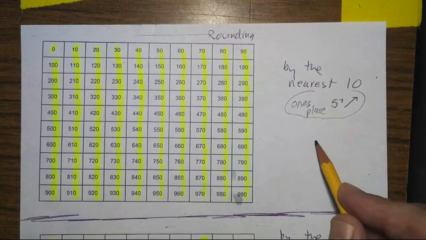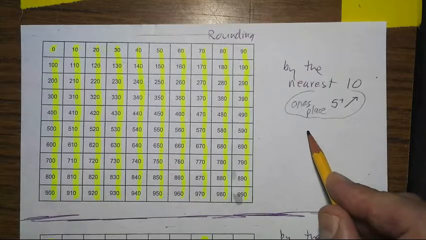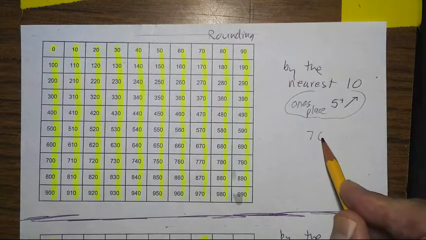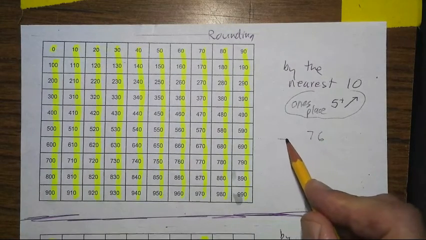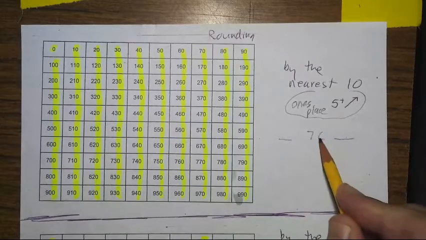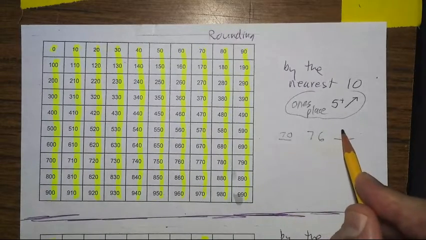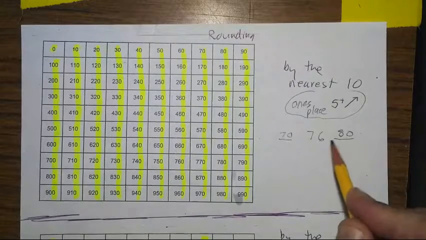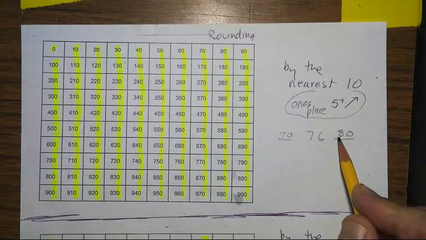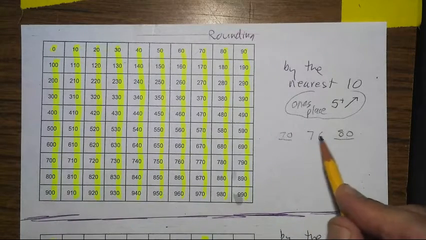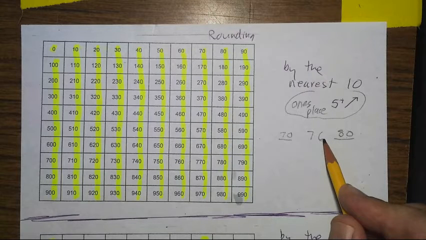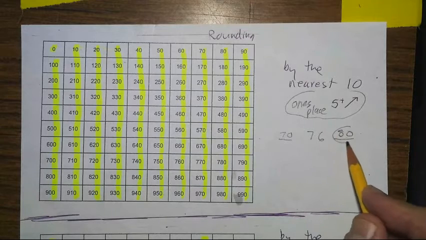For example, if we would have, let's say, 76, the low 10 would be 70, and the high 10 would be 80. And we know that the number 76 is between 70 and 80. And in this 76, we got 6 in the ones place, and that tells us it's closer to 80.